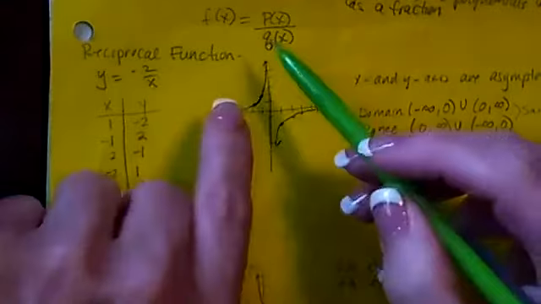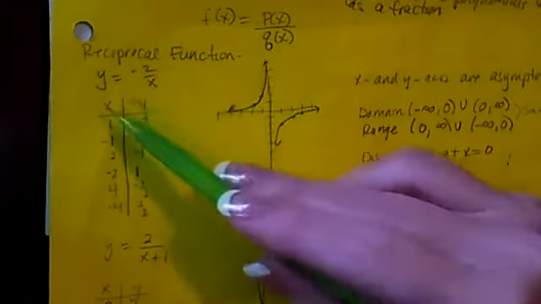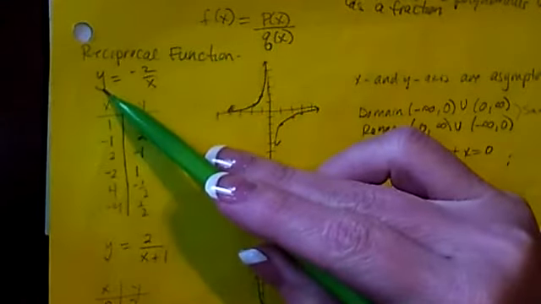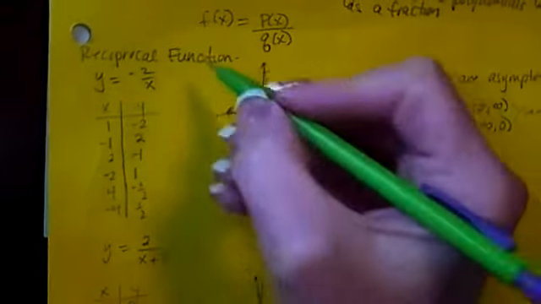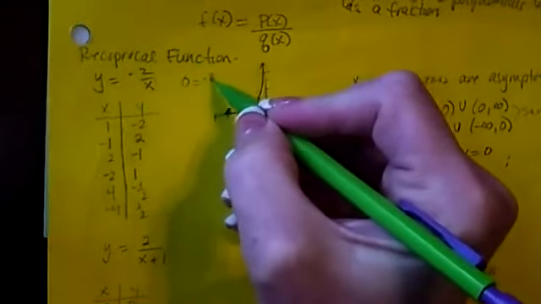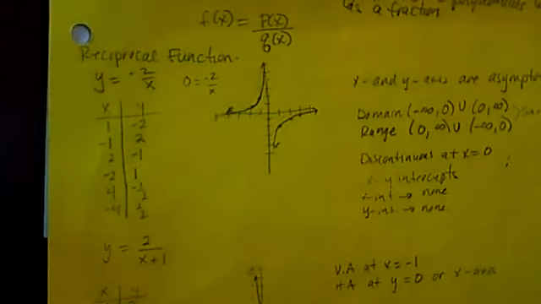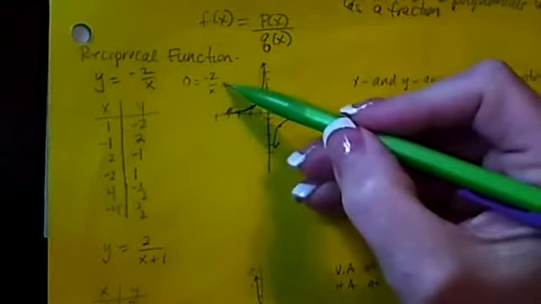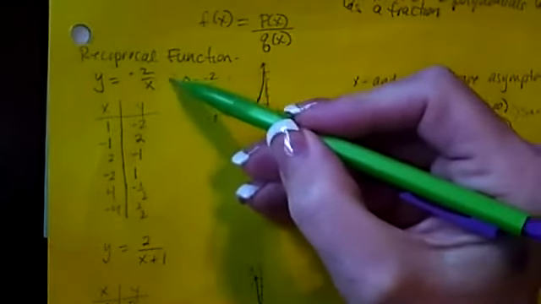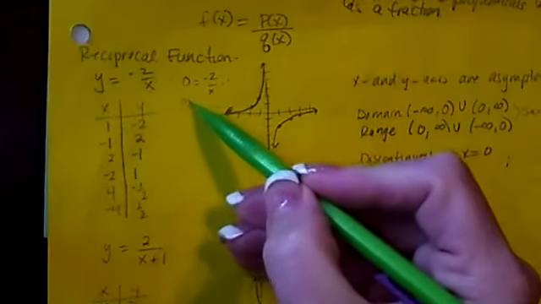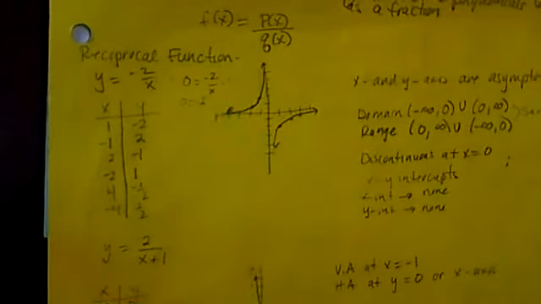Okay, so for an x-intercept, if I put a 0 in for y right here, I would have 0 equals -2 over x. If I did that, notice that if I'm going to solve this, I would multiply both sides by x, and it's 0 equals -2, which is not true, right? So we're not going to have an x-intercept either.